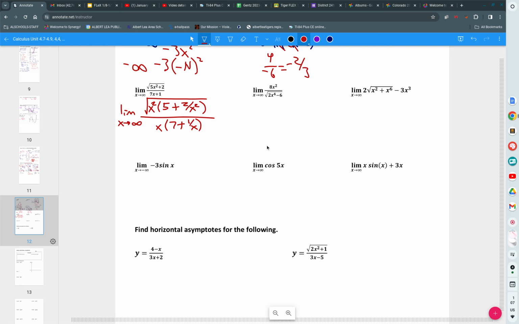Now, the part that I want you to see is, can you take a perfect square out of the top? See how it's an x squared? What is that going to become when you move it out to the front? It's just going to become x. So you have the limit as x goes to infinity of x times the square root of 5 plus 2 over x squared, over x times 7 plus 1 over x.